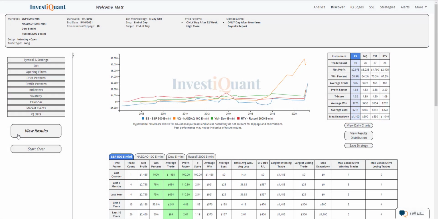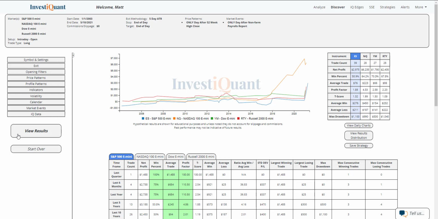And here we go. These are the results based upon entering the market long at 9:30 a.m. Eastern Time, exiting at the close, which is 4:15 p.m. Eastern Time, when the prior session was the non-farm payrolls report and it closed at a 52-week high. So historically, we've got 39 samples for the S&P, 28 for the NASDAQ, 27 for the Dow, and 28 for the Russell, dating back to 2003.